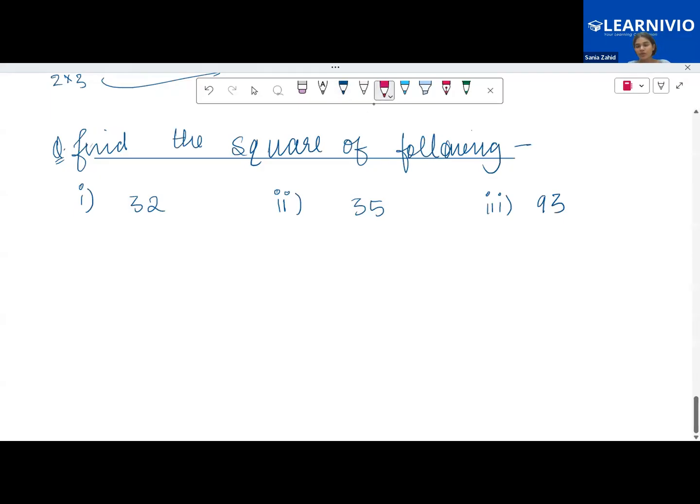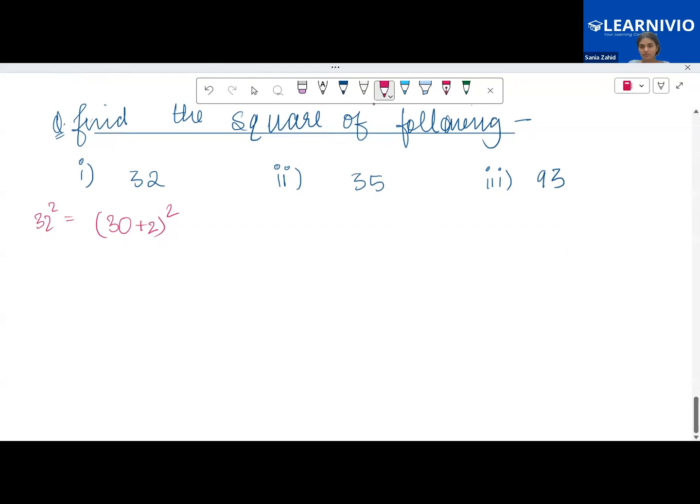So can you tell me how will you find the square of 32? Ma'am, first you break it up. 30 plus 2 is equal to 32. So 32 square becomes 30 plus 2 whole square. And then it breaks down to 30 square plus 2 square, plus 2 into a into b. So 2 into a into b.